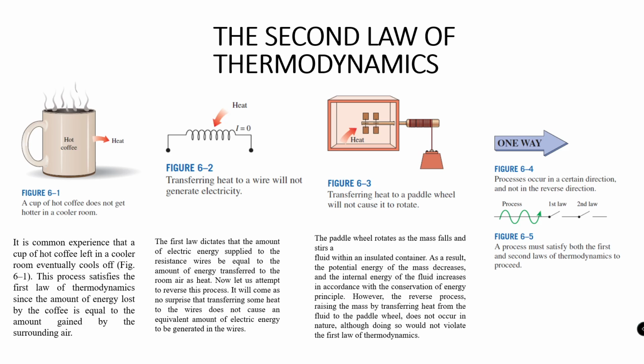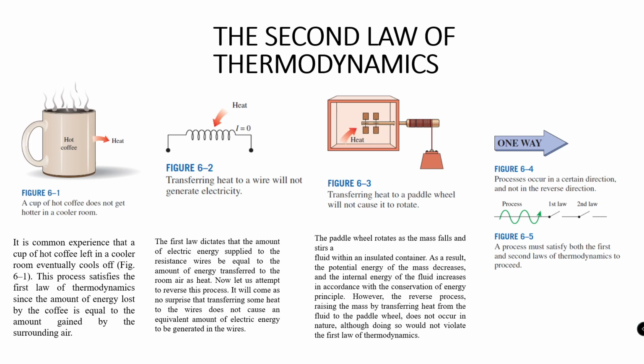The paddle wheel rotates as the mass falls and stirs the fluid within an insulated container. As a result, the potential energy of the mass decreases and the internal energy of the fluid increases, in accordance with the conservation of energy principle. However, the reverse process, raising the mass by transferring heat from the fluid to the paddle wheel, does not occur in nature, although doing so would not violate the first law of thermodynamics.